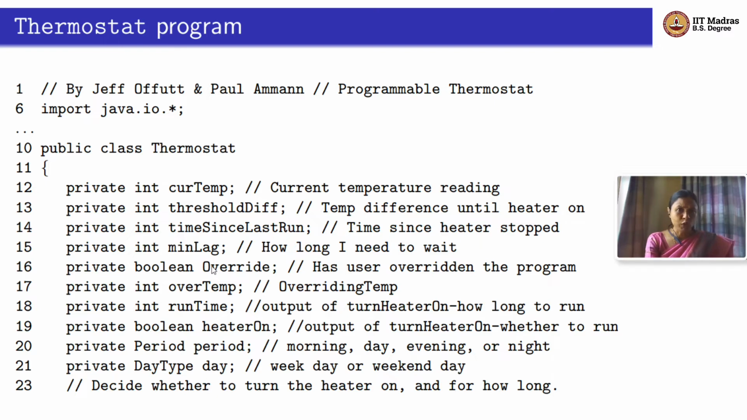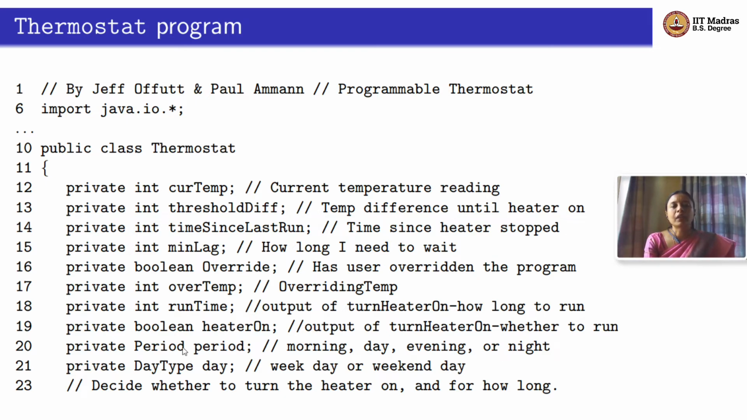Sometimes the user can override this programmable thermostat by setting an override flag. So that's a Boolean variable. And when the user sets the override flag, the user manually sets the temperature also. So the temperature given by the user is called over temperature, short for override temperature, when override mode is on and the user wants to set the temperature. Then there's something called runtime. You can say how long to keep the heater on after the thermostat turns on the heater. And another flag which represents whether the heater is on or not.